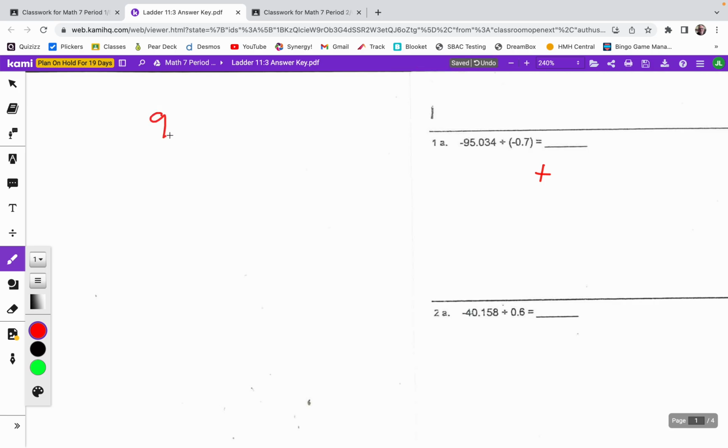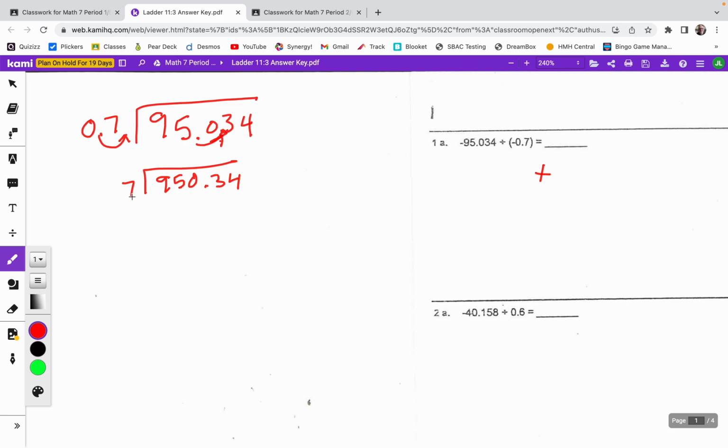And we're going to do 95 and 34 thousandths. And we're going to divide it by 0.7. So we have to multiply both of these by 10. That moves the decimal out of the divisor, and it moves the decimal point over to right there. So we'll just rewrite this as 950 and 34 hundredths divided by 7.